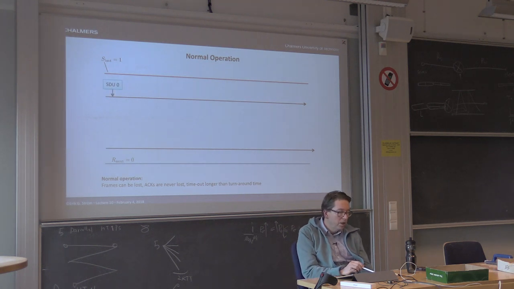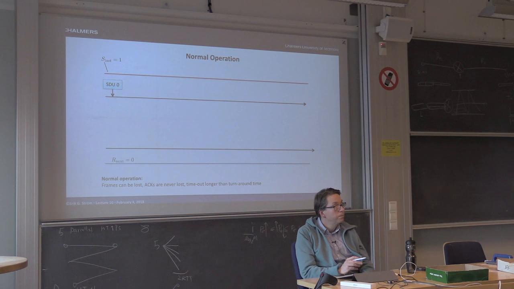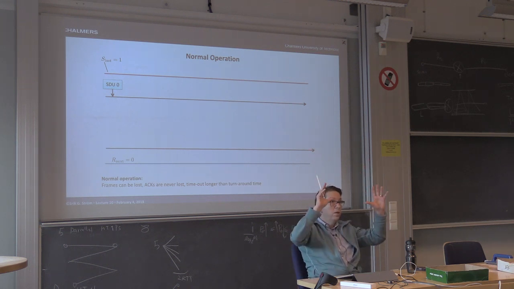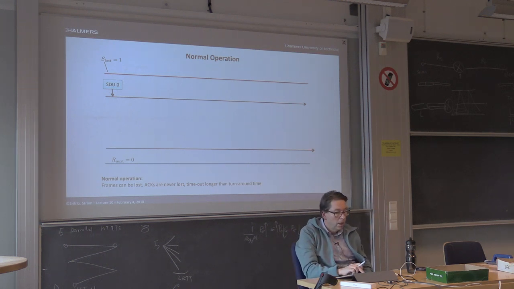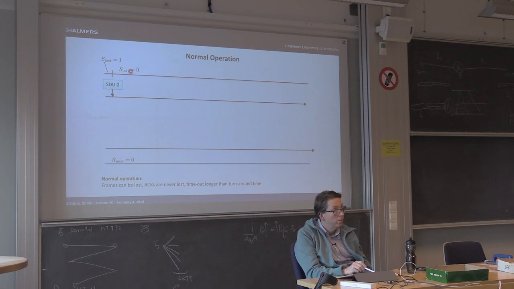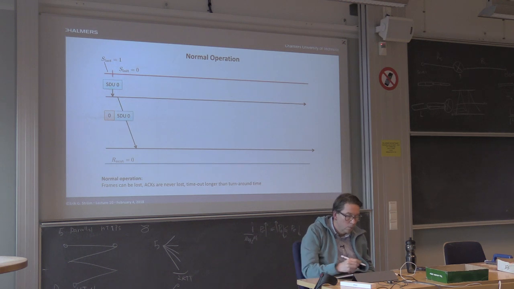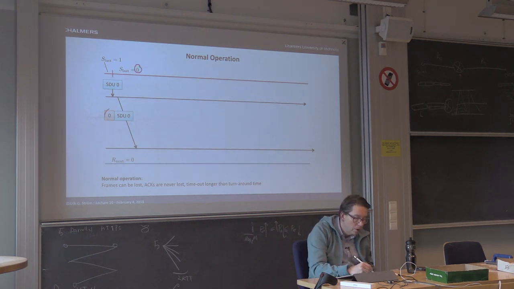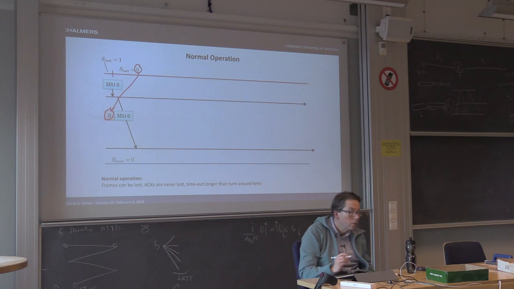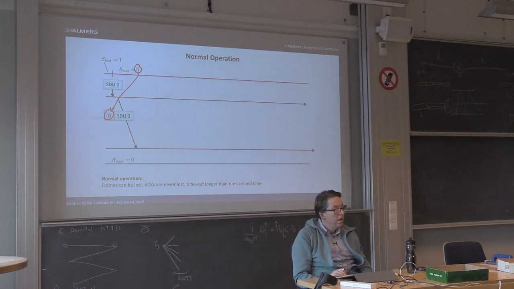Okay, so now we have a consistent start state, and things start now. So the service data unit 0 arrives. Now I'm the transmitter. I get service data unit 0. Okay, I transmit that. The first thing I do then is that I update my sequence number from 1 to 0. Put that into the frame, so the 0 here is the 0 here, right? And transmit that over the channel. And then start a timeout, of course.